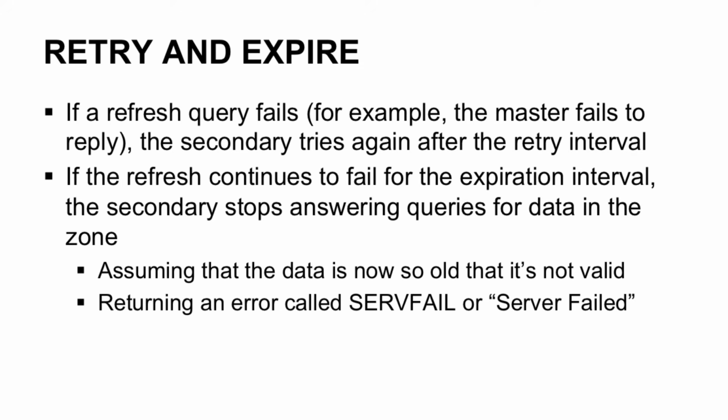The idea is that after a refresh failure, the secondary should try more aggressively. If the expire interval passes, and the secondary is unable to determine whether the zone data is up to date or not, it stops answering queries for data in the zone, figuring that the data is now so old that it can't give it out safely. As you might imagine, the expire interval is usually many multiples of the refresh interval. After expiring the zone, the secondary name server starts responding to queries for data in the zone with an error known as serve_fail, or server failed.